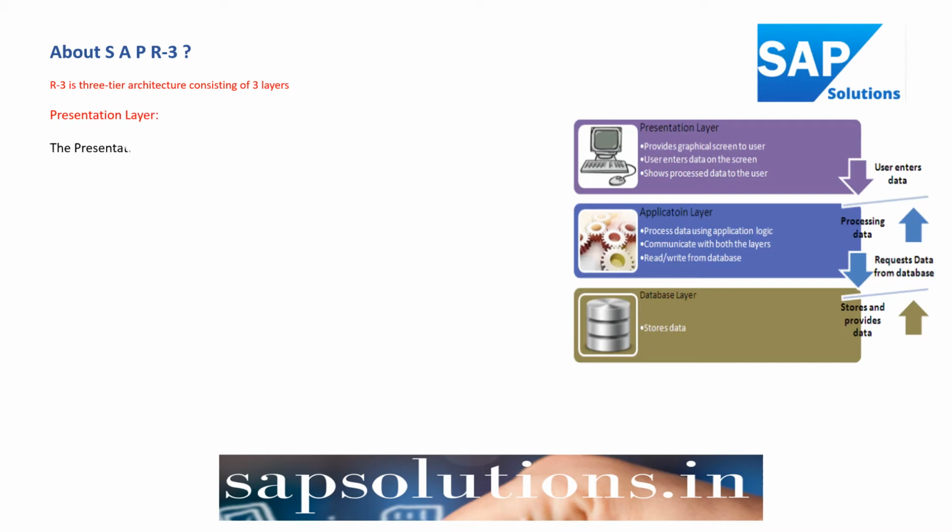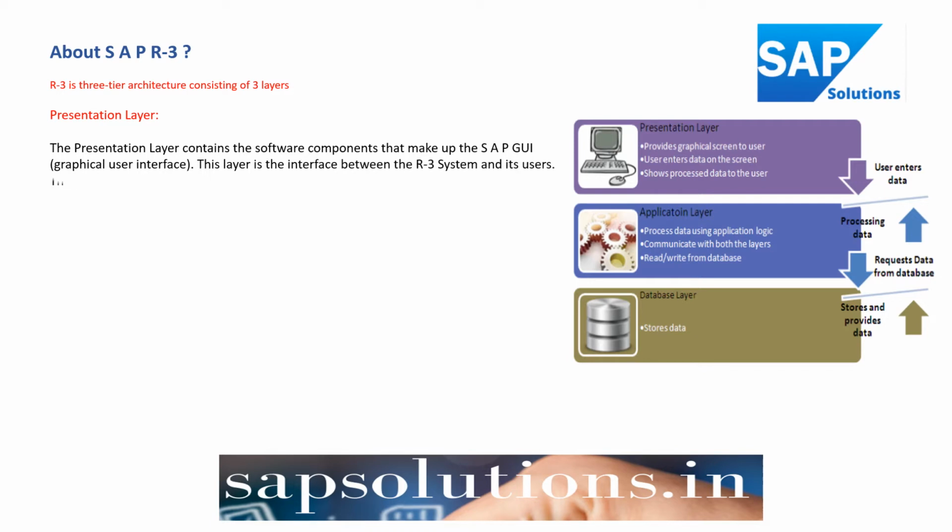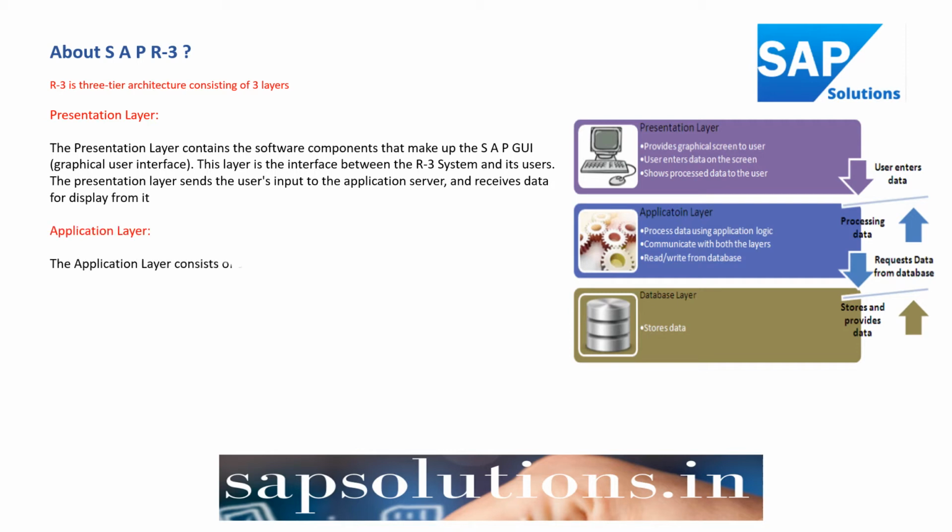About SAP R3. R3 is a three-tier architecture consisting of 3 layers. Presentation layer. The presentation layer contains the software components that make up the SAP GUI, graphical user interface. This layer is the interface between the R3 system and its users. The presentation layer sends the user's input to the application server, and receives data for display from it.